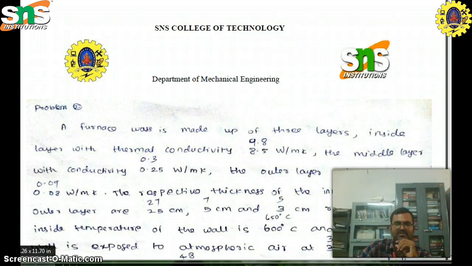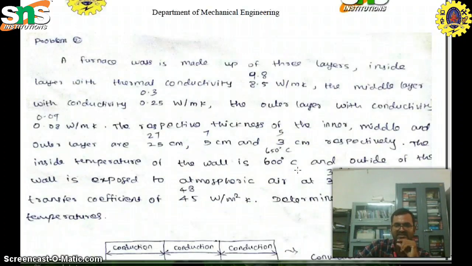In this problem, we are having three layers. A furnace is made up of three layers: inside layer with the thermal conductivity, middle layer with the thermal conductivity, and outer layer with the thermal conductivity, and respective thickness values also given. The inside temperature, which means the starting temperature, is 600 degrees Celsius, and the outside of the wall is exposed to atmospheric air at 32 degrees Celsius with heat transfer coefficient 45 W/m²K.